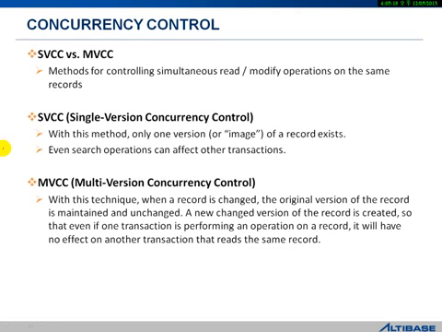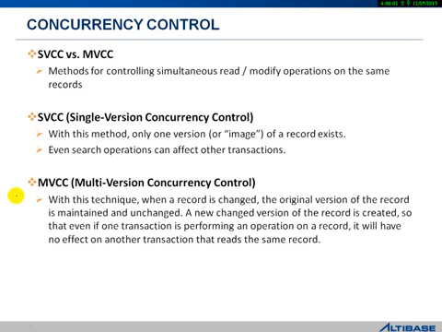The concurrency control is mainly divided into SVCC and MVCC. In single version concurrency control, SVCC, only one version of a record exists. Therefore, when multiple users or multiple sessions access or modify the same record, the performance is remarkably reduced. However, MVCC, which stands for multi-version concurrency control, is slightly different. When there's a modification in a single record, the old version remains and a new version of the image is created, and the modification occurs on the new image, not on the old image.